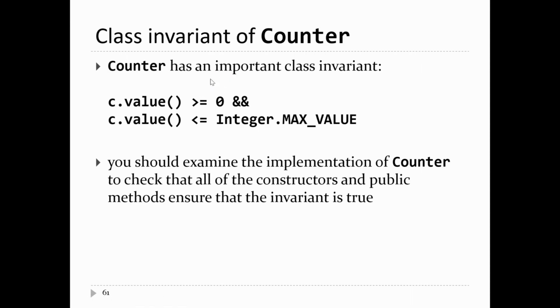The Counter class, though, remember this class that counts from 0 up to some value. When it hits the maximum value, it wraps around back to 0. It has a class invariant, so you know something is true about every counter object. The value of the counter is always greater than or equal to 0. And furthermore, the value of the counter is always less than or equal to Integer.MAX_VALUE. If you look at the methods in the Counter class, you will see that every method and all of the constructors ensure this condition is true.